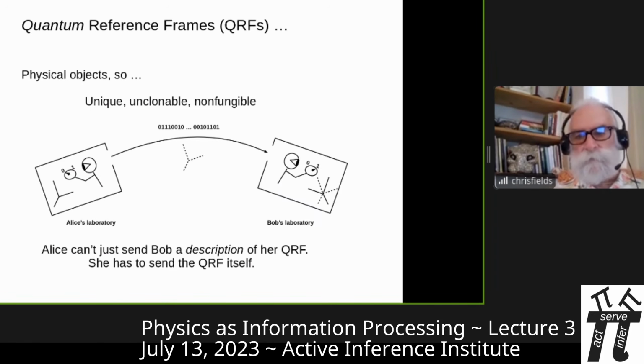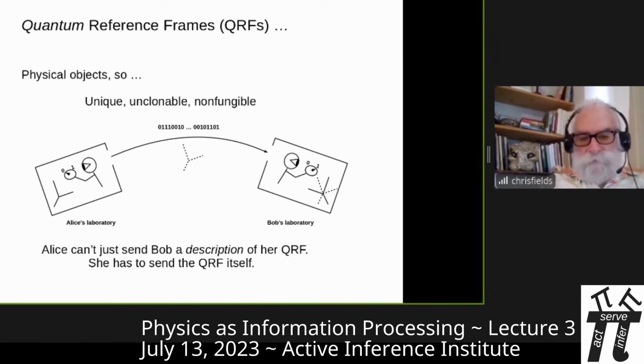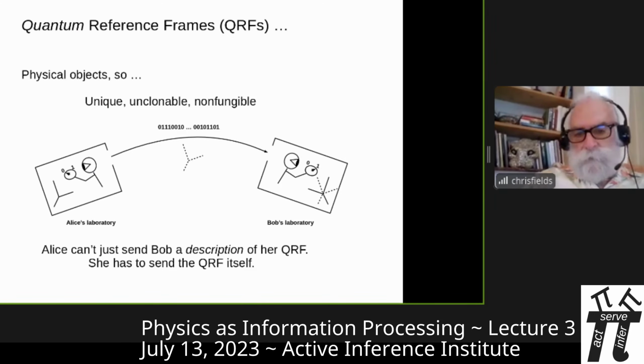So unless you know the state of a reference frame, you can't clone it, since these reference frames encode more than any bit string's worth of information in their quantum phases. They're unique and their states are unknown. And the consequence of this is that if Alice wants Bob to use her reference frame to make a measurement, she can't just send him a description. She has to actually send the reference frame.